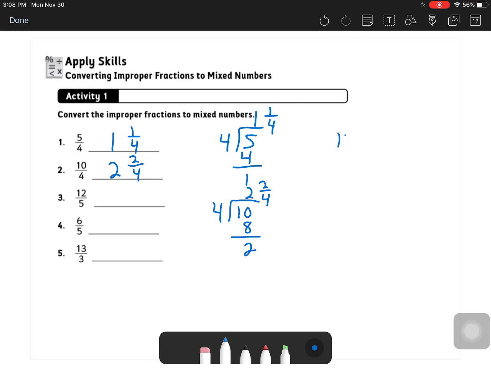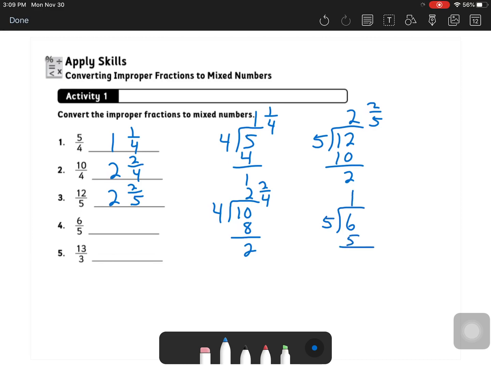Number 3, I've got 12 divided by 5, and 5 goes into 12 2 times. 2 times 5 is 10, and 12 minus 10 is 2, so my remainder is 2. So that would be 2 and 2/5. All right, so 6/5, I'm going to take 6 divided by 5. 5 goes into 6 just once. 1 times 5 is 5. Remainder is 1, so I take my remainder, put it over the divisor. 1 and 1/5. 1 and 1/5 is equal to 6/5.